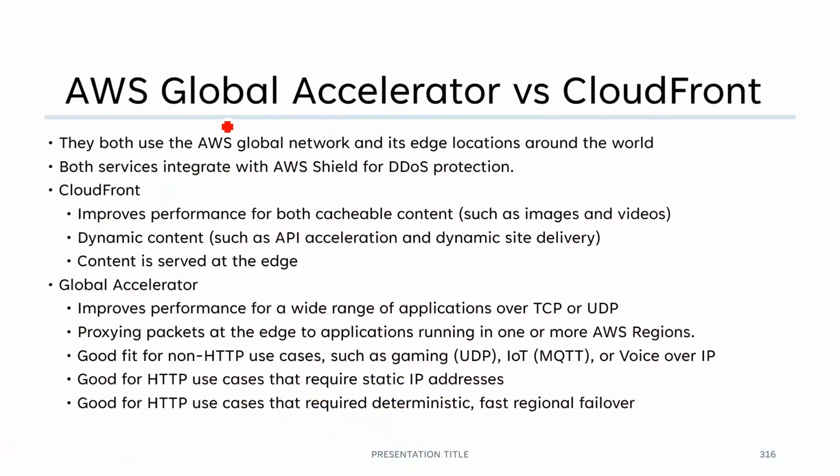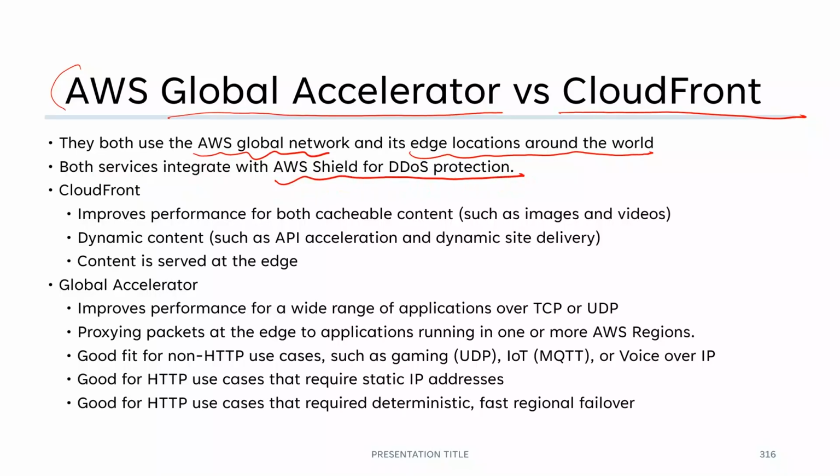Now you may get confused between Global Accelerator and CloudFront, and it is very natural to get confused, but let us understand the differences and how you answer questions regarding these two. They both use the AWS Global Network, as we have discussed, and their edge locations are all around the world. That much is common. Both services integrate with AWS Shield for DDoS protection. These are the common things, but let us understand the differences.